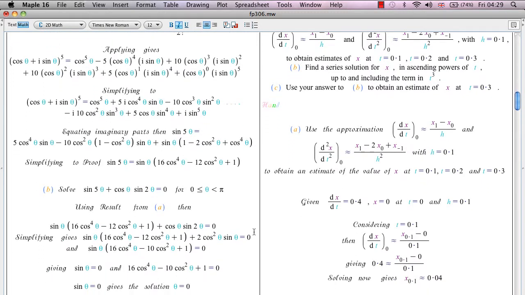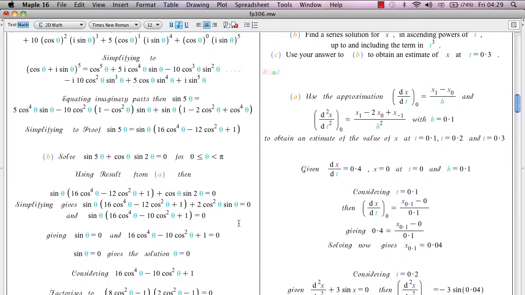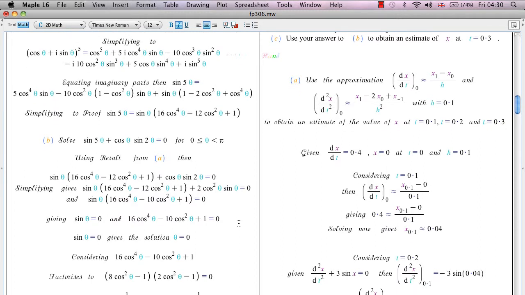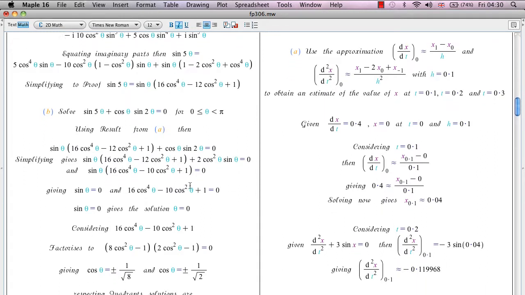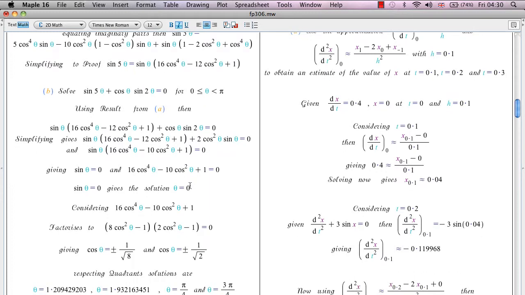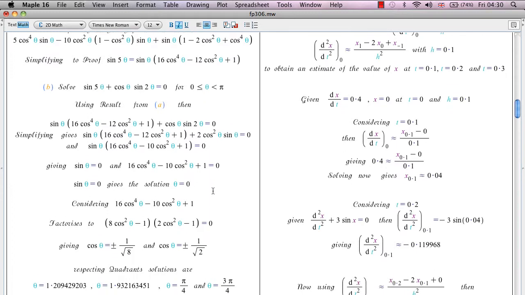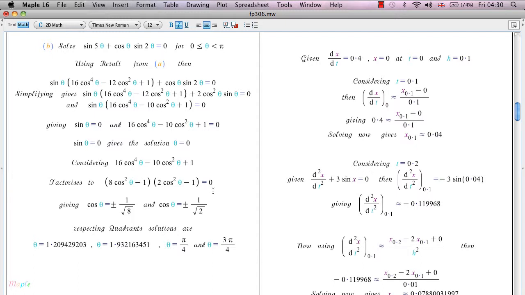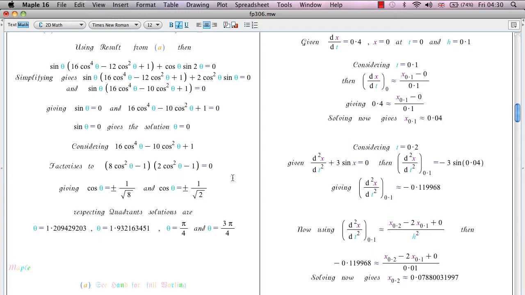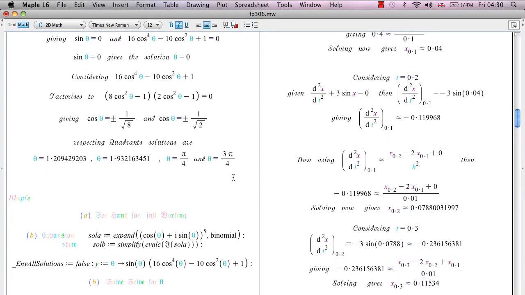So for part B, using our result from A and expressing cos theta sin 2 theta as 2 cos squared theta sin theta and adjusting the factorization, we can see that theta equals 0 is one solution. Factorizing the quadratic gives 4 more solutions. Cos theta is plus or minus 1 over root 8 and plus or minus 1 over root 2. So 4 more solutions for theta.